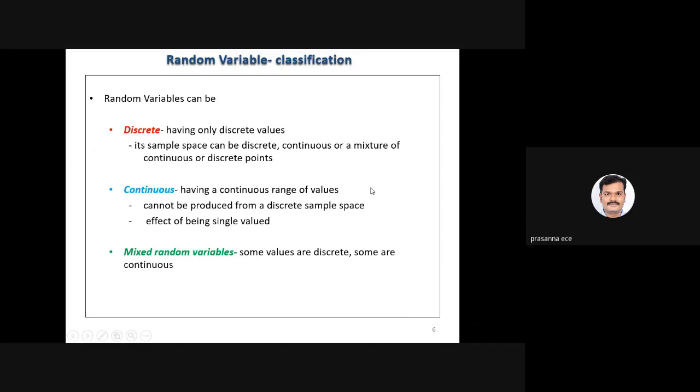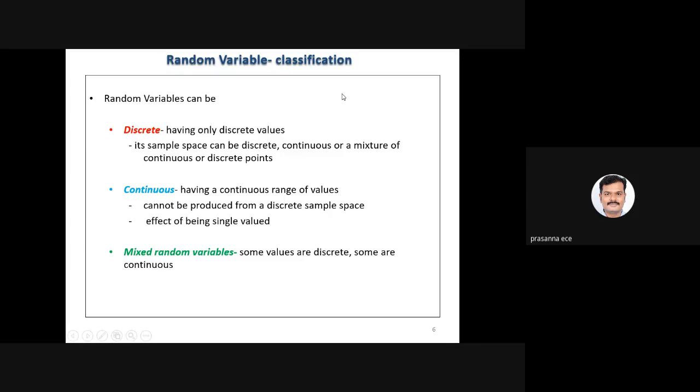Before we see examples, I just want to once again stress the different classifications of random variables. A random variable can be a discrete random variable, which can have only discrete values. Take for example the real number line where we're just taking integer values.